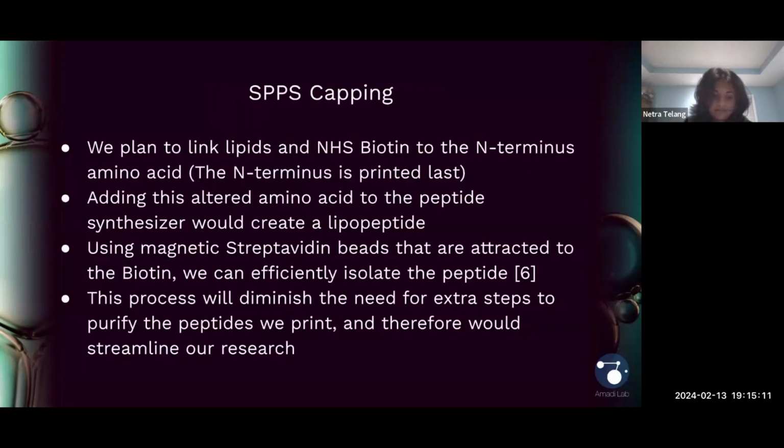Okay, so our last method is SPPS capping. This is a method that we haven't utilized yet, but our plan is to do so in the next few weeks. So we plan to link lipids and NHS biotin to the N-terminus amino acid of the peptides we print. The N-terminus is the amino acid that is printed last. So adding this altered amino acid to the peptide synthesizer would create a lipopeptide. The purpose of the biotin is so that we can efficiently isolate the peptide. Using magnetic streptavidin beads that are attracted to the biotin, we would be able to do so. The purpose of this is to diminish the need for extra purifying steps, which would streamline our research.